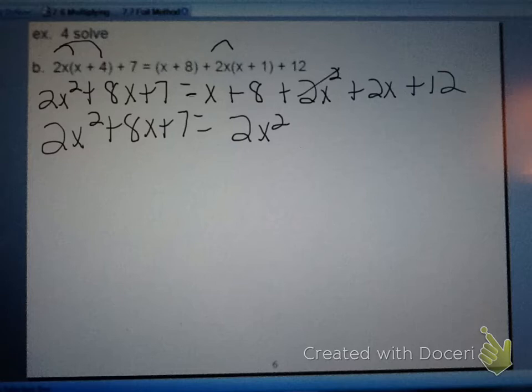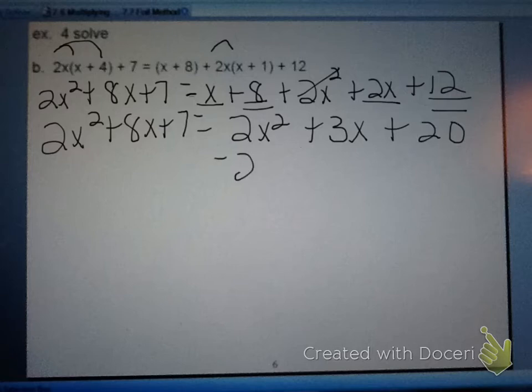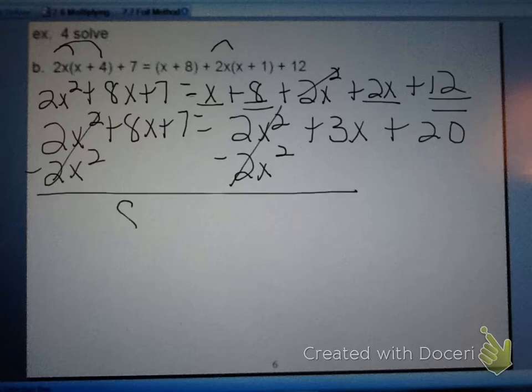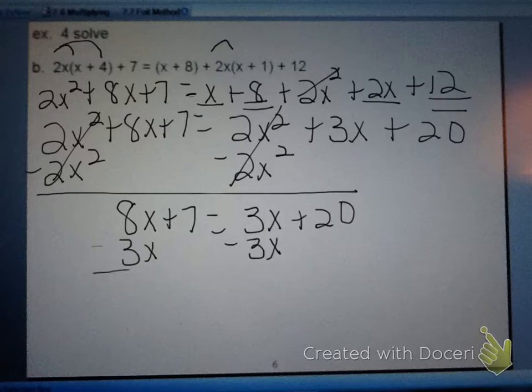I'm going to put a line through it to let me know that I've already used it. Now I'm going to combine 1x and 2x and get 3x. Combine the 8 plus 12 and get 20. Okay, I need to move my 2x squared. Again, the x squares go away, which they should. And I'm going to bring everything else down. Now I'm going to subtract 3x on both sides. Get 5x plus 7 is equal to 20.